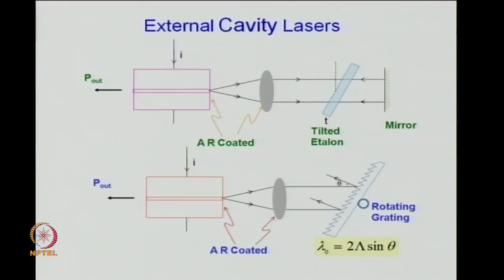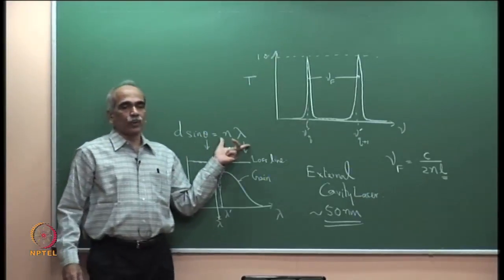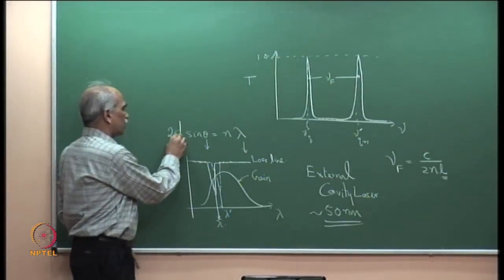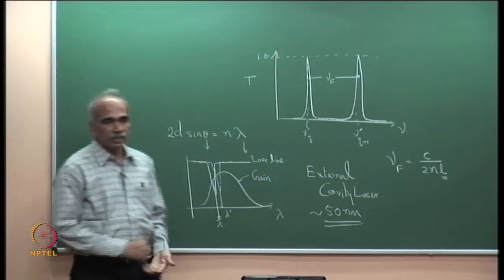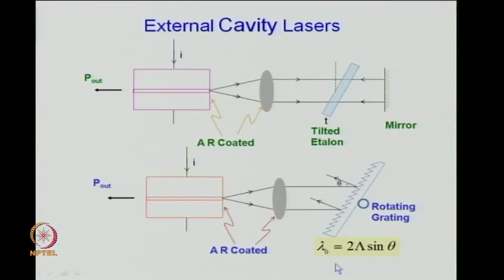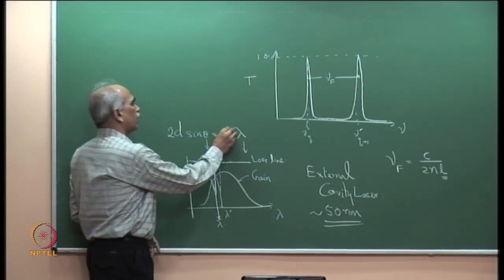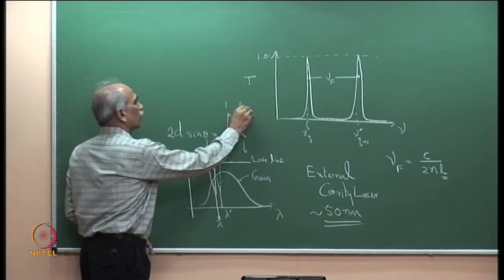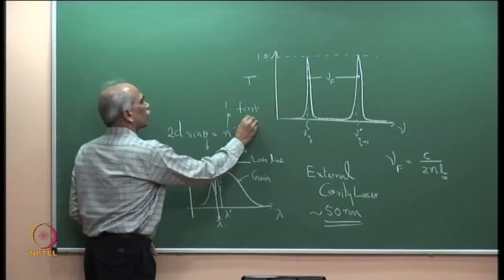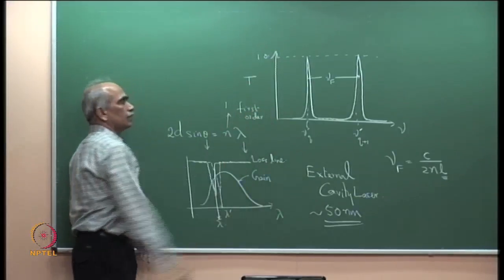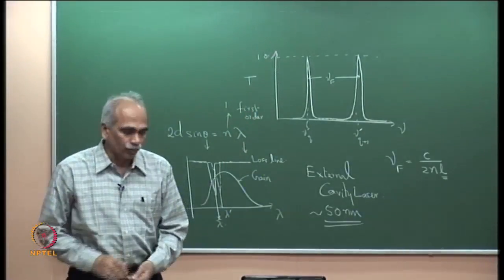The grating condition is given here. This is actually 2d sin theta equal to n lambda. I am sorry, this is 2d sin theta equal to n lambda. So, d is replaced by the period here, the grating period, 2d sin theta equal to n lambda. N is order 1, therefore n is not written. For the first order, it is n equal to 1. One can use higher orders also.